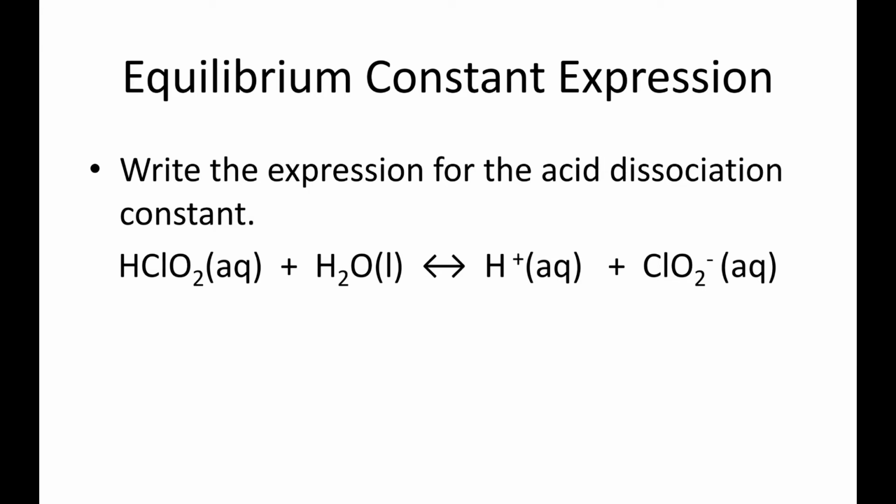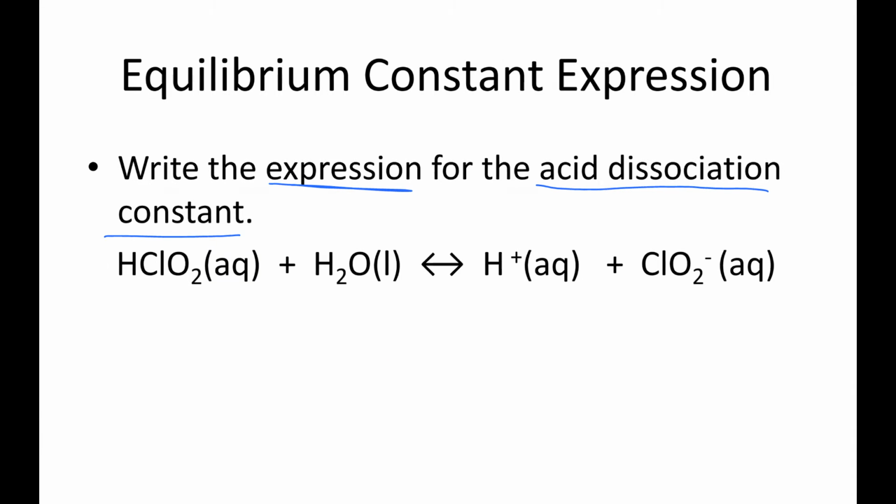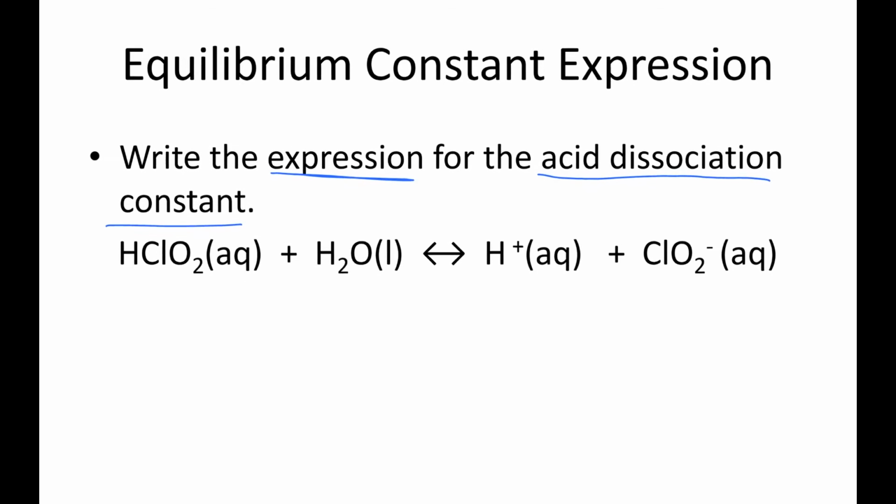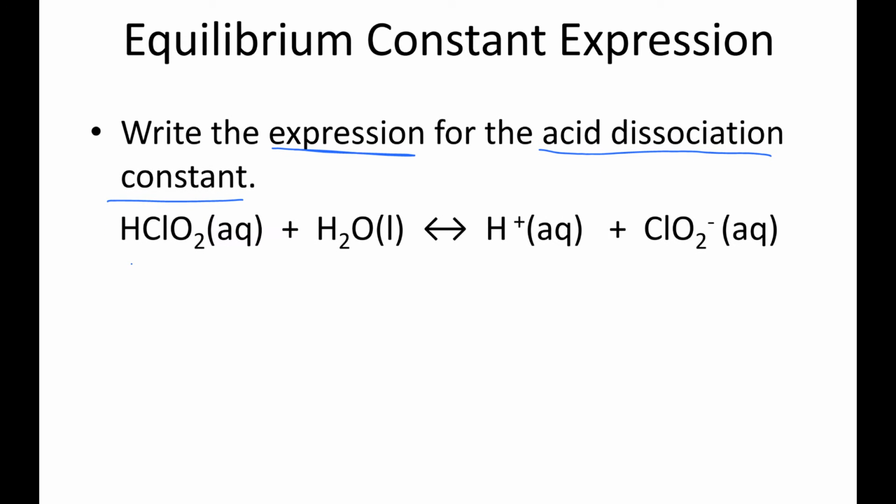Let's practice another one. So again, this one says to write the acid dissociation constant. Write the expression for that. But before we do that, I still want us to go through and identify the acid or the base. So in this situation, HClO2 is the acid. That is chlorous acid, not hydro. Hydro means it's binary. There are more than two elements, so it is not binary. Water is our base in this situation.